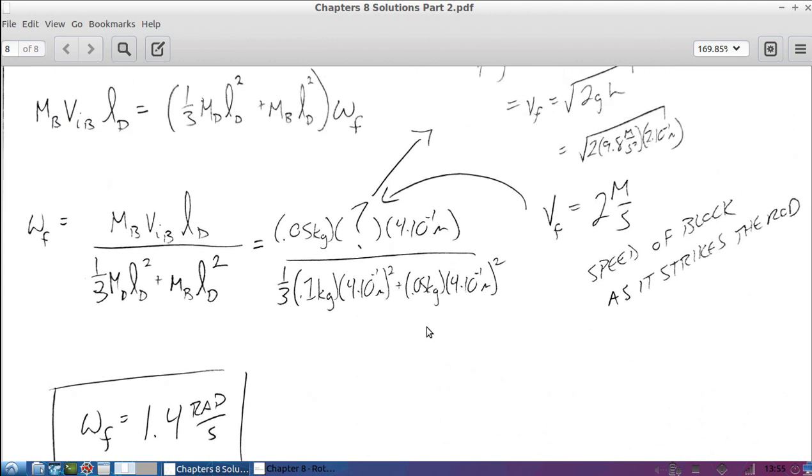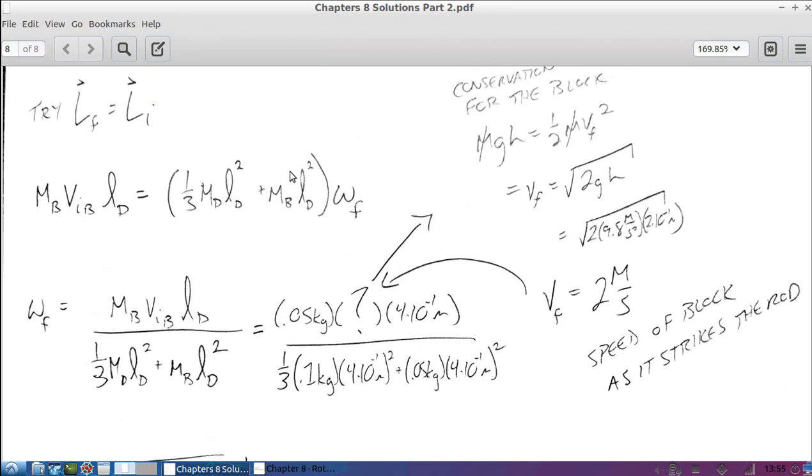So again, these two problems are very similar. Be prepared for a point particle to collide with a rigid object, and use conservation of momentum to find some property about the system after the collision. And practice this.